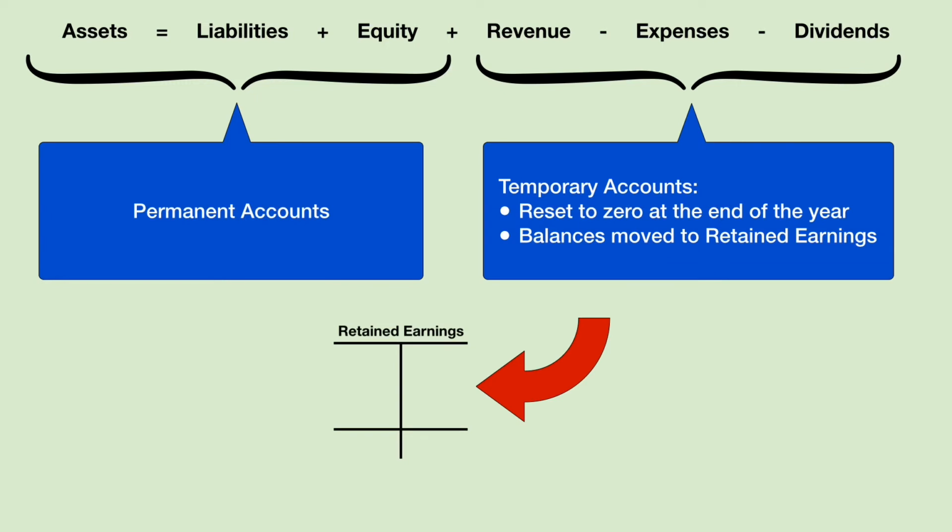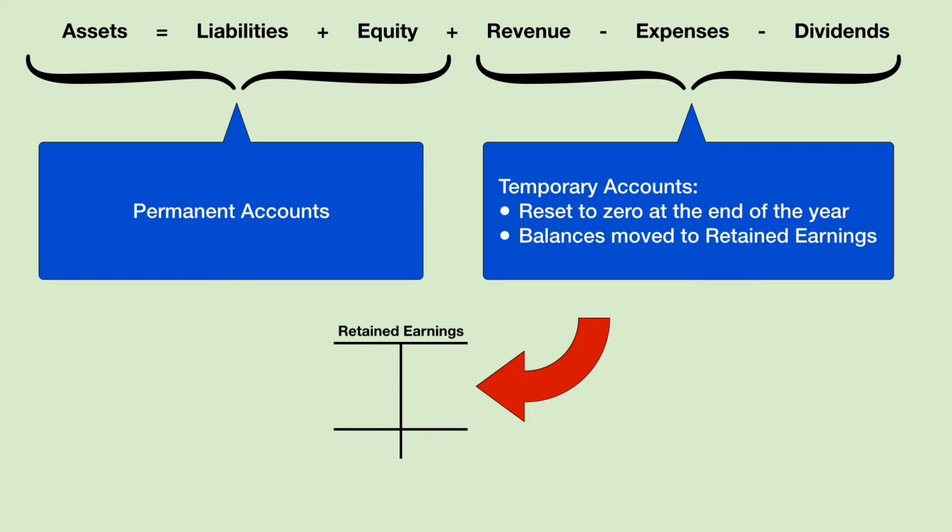The balance sheet accounts are called permanent accounts. Some textbooks use the Old English and call them real accounts. These account balances do not reset to zero. The revenues and expenses and the dividends are called temporary accounts, and those are reset to zero.